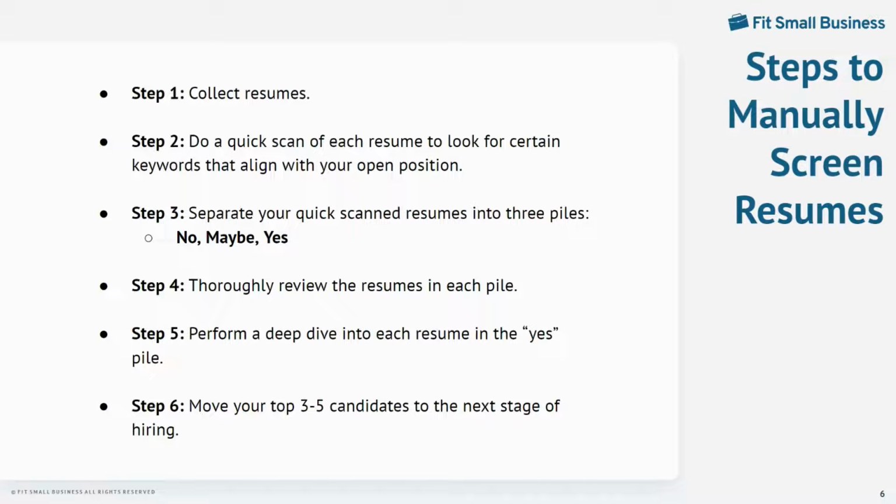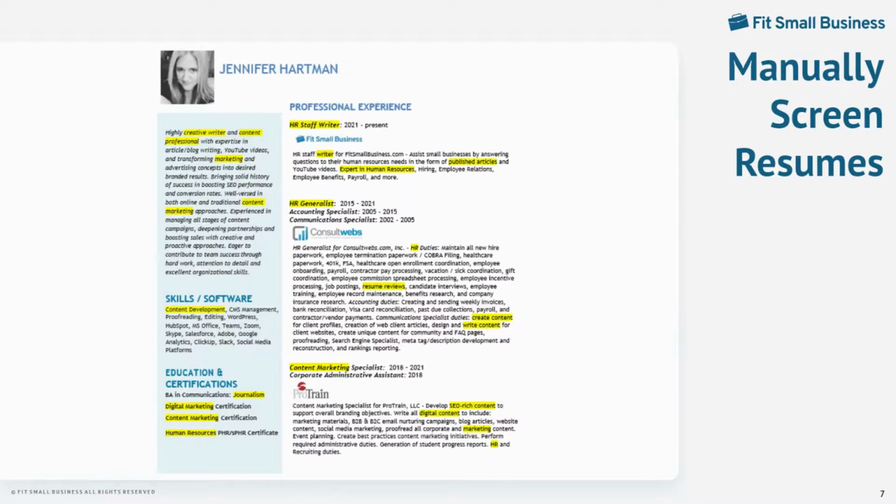Step 4, thoroughly review the resumes in each pile. Those that match your qualifications should then be placed in the yes pile. Those that do not can be placed in the no pile. Step 5, perform a deep dive into each resume in the yes pile. Narrow it down to your top 3 to 5 candidates. And finally, step 6, move your top 3 to 5 candidates to the next stage of hiring.